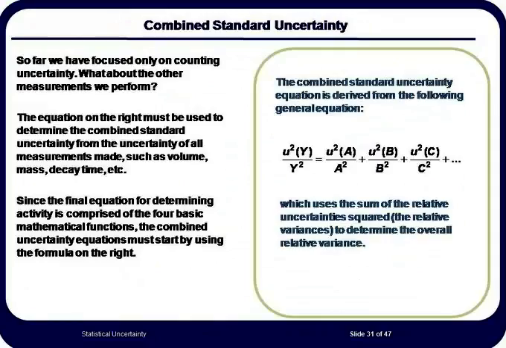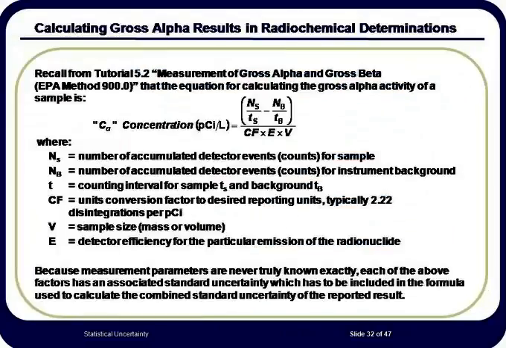The combined standard uncertainty for determining an activity concentration in a sample uses an equation that has all 4 mathematical functions in it, and as such will require the formulas shown here. The equation used for determining the gross alpha activity in a sample is shown here. We are going to use the general formula for uncertainty and perform a combined uncertainty calculation for this analysis.